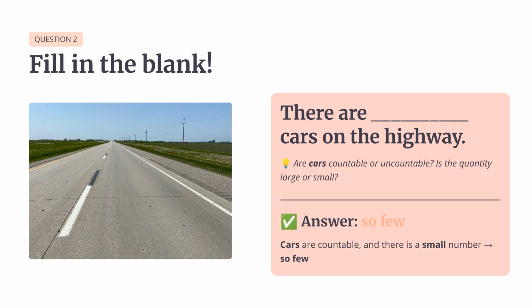Look at question 2. Complete the sentence. There are blank cars on the highway. Are cars countable or uncountable? And is the quantity large or small? The answer is so few because cars are countable and there is a small number. The full sentence is, there are so few cars on the highway.